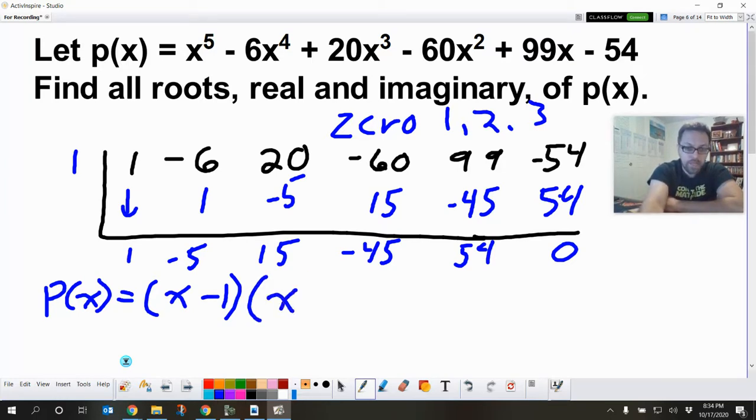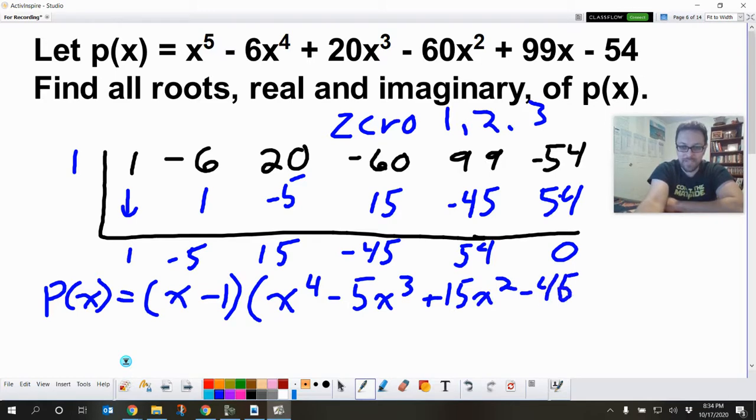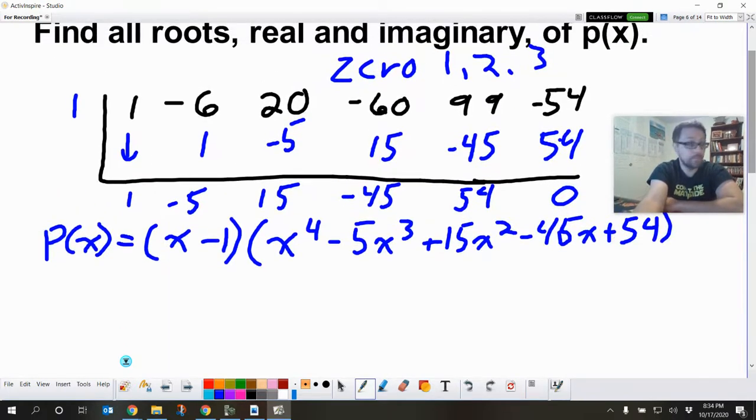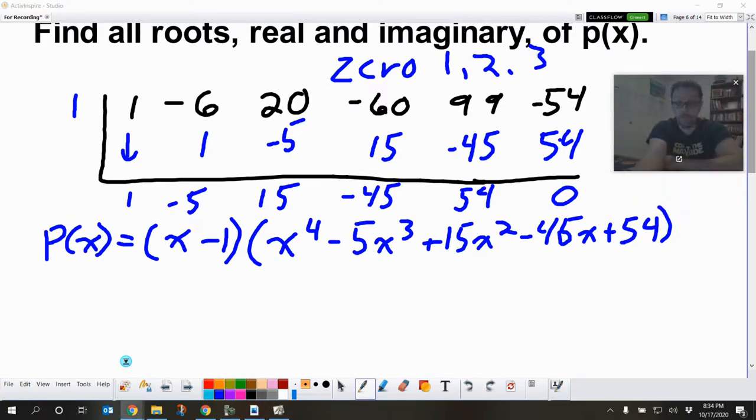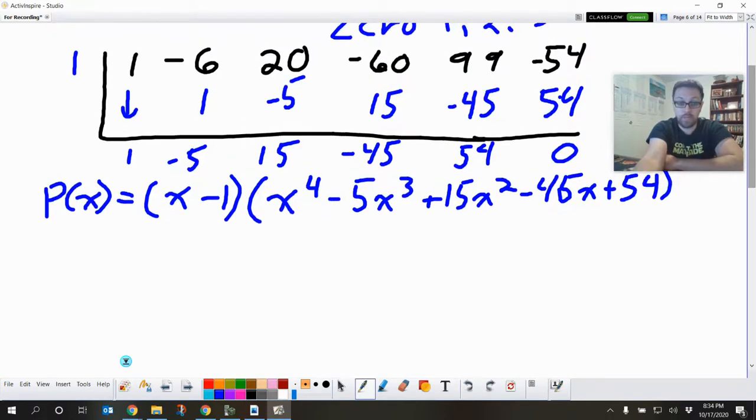And so this is x to the 4 minus 5x cubed plus 15x squared minus 45x plus 54. Cool. And I've done this before, and that seems to be matching up in my quick check. Cool.